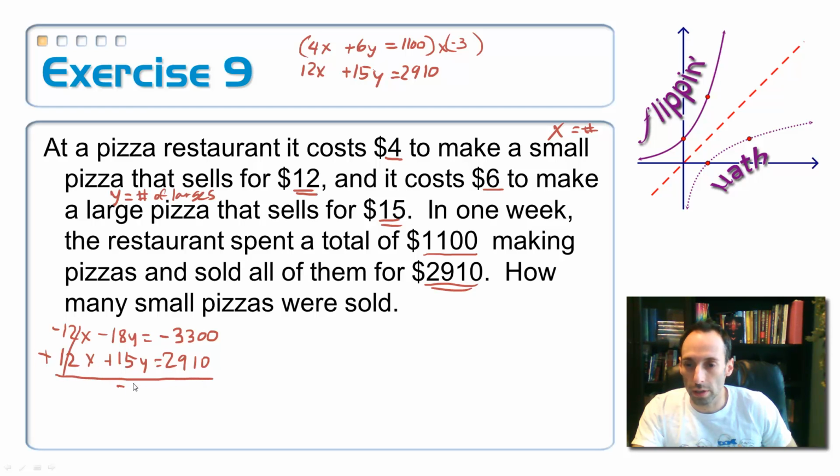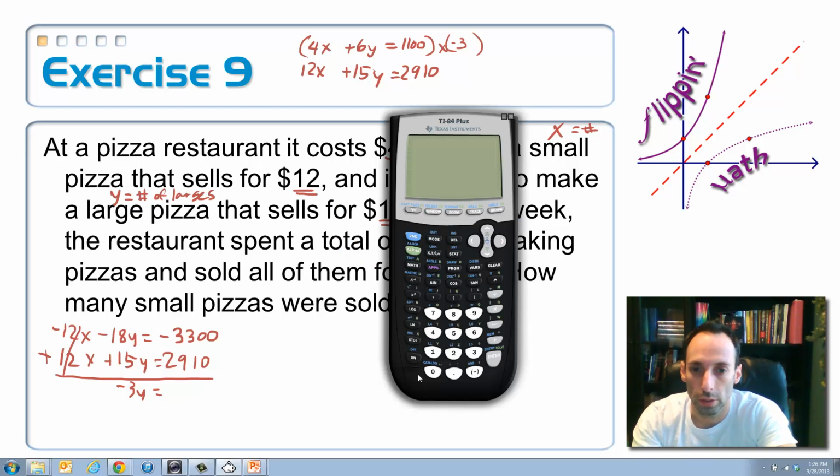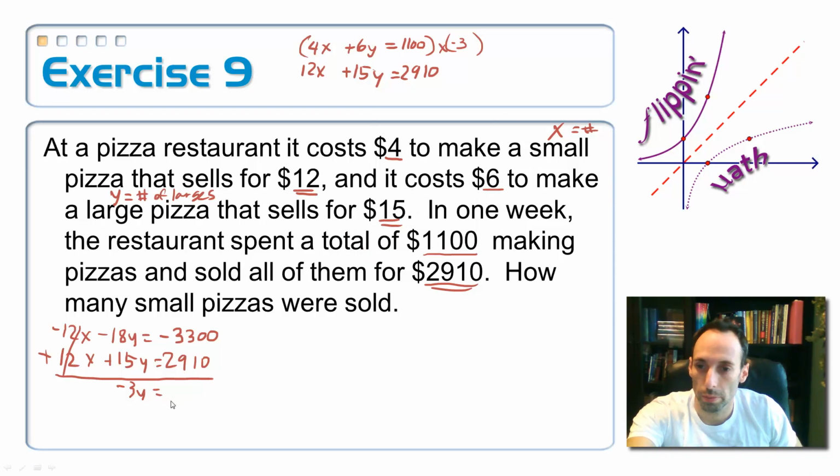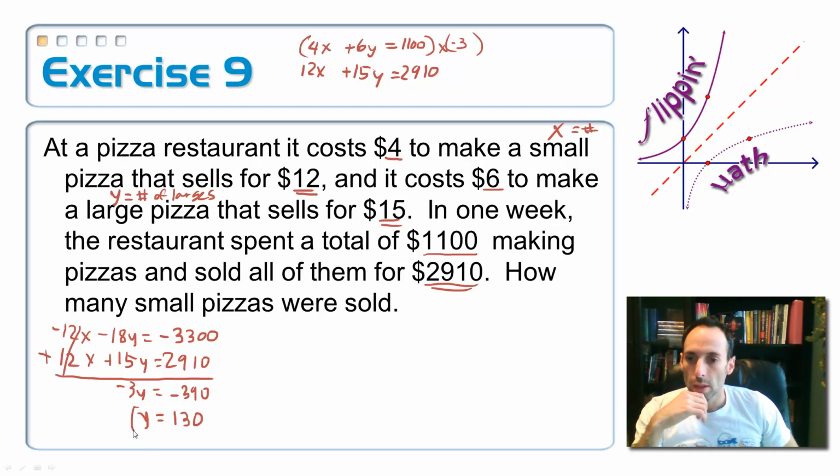Okay, so let's add these suckers up. Those cancel, and I get negative 3y is equal to, let's pull my calculator up here, 2,910 minus 3,300, and I get negative 390. I'm going to divide by 3, and it's going to be positive, so y is 130. Okay. So that is how many larges they cooked.